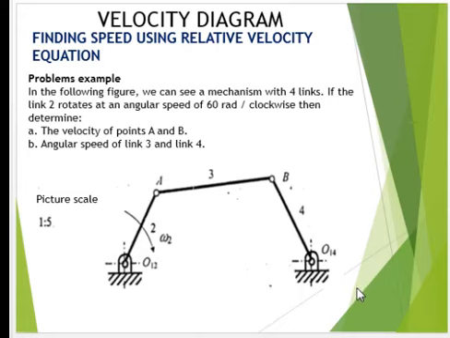This mechanism is the same as in the previous lesson, for the instant center method. It is a four-link mechanism. This illustration has a scale of 1 in 5 per centimeter.